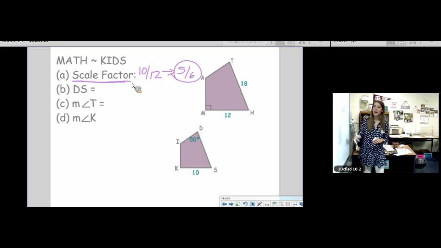Now we have to find the length of DS. That's what that means. So let's put an x there. Yasmin, set me up a proportion to find x. Just find the sides that match. Okay, good. X over 18 equals, so we use that one and we use that one.